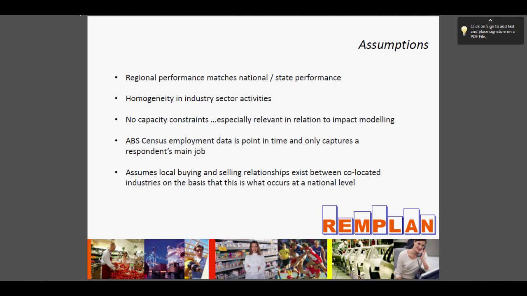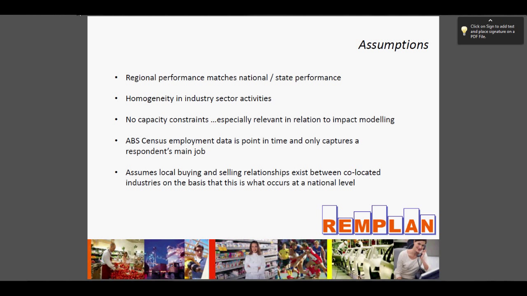Now, with this particular approach, this input-output methodological framework, there are a whole raft of assumptions that I think it's really important to be aware of. Regional performance matches national or state performance. What we mean by that is that the coefficient between output and jobs is the same in Darwin as it is in Alice Springs. So our estimate of the amount of output that a worker generates in Darwin is the same as in Alice Springs, whereas in actual fact, there may be some regional variation.